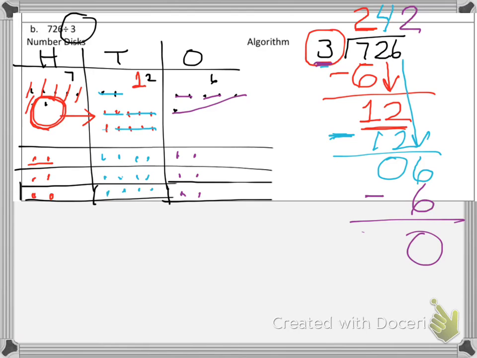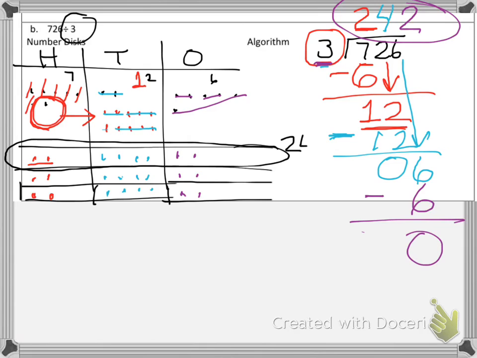I have no remainder, and my quotient is 242, and I can check by looking very closely in a column and seeing if I have 242. I have 2 in the hundreds place, 4 in the tens place, and 2 in the ones place. I have 242. It matches. So my place value chart showed what my algorithm shows.